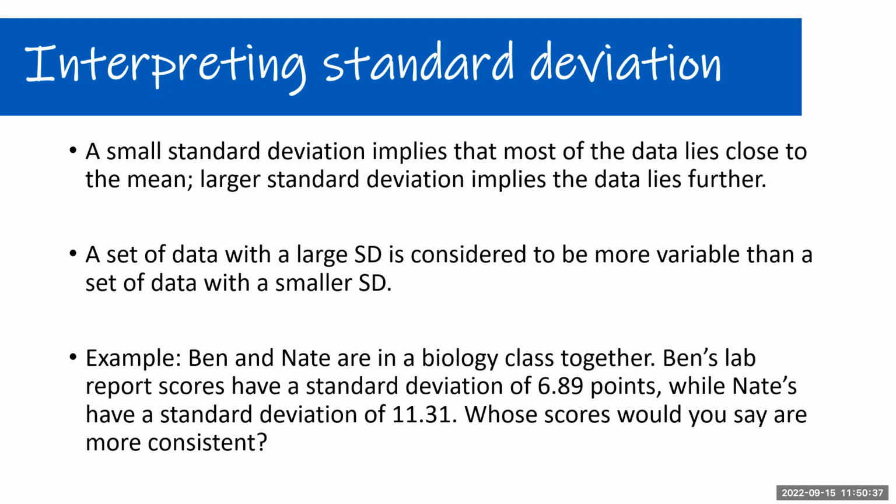So for example, Ben and Nate are in a biology class together. Ben's lab report scores have a standard deviation of 6.89, while Nate's have a standard deviation of 11.31. Whose scores do you think are more consistent? Well, remember, consistent is not variable, right? So whose scores are more clustered around their mean? Well, Ben's has the lower standard deviation, so his fluctuate less. That would mean that his are more consistent. So here, Nate's are more variable, Ben's are more consistent.